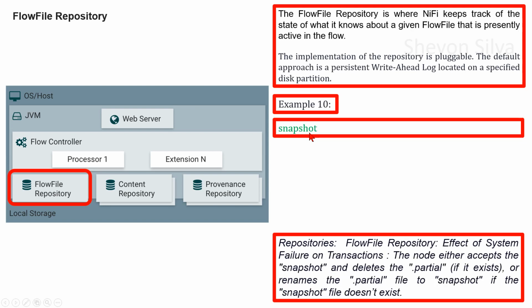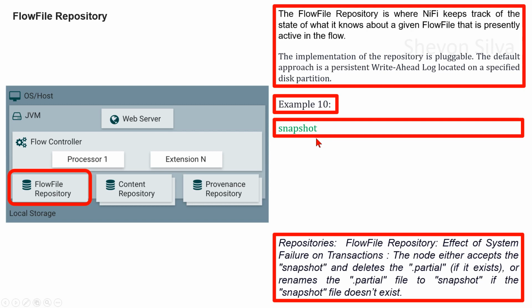Now we are considering the effect of system failures on transactions in the FlowFile repository. The node either accepts the snapshot or deletes the .partial if it exists, or renames the .partial file to snapshot if the snapshot file doesn't exist. NiFi protects against hardware and system failures by keeping a record of what was happening on each node at the time in their respective FlowFile repo.